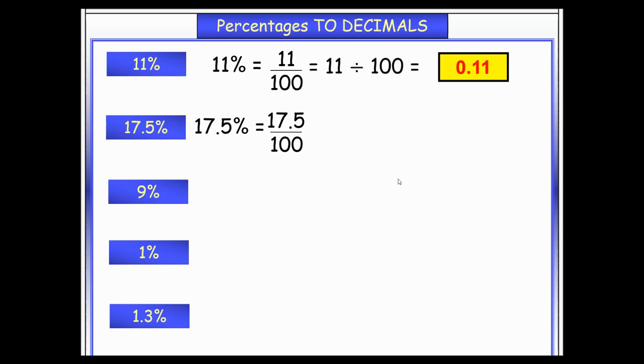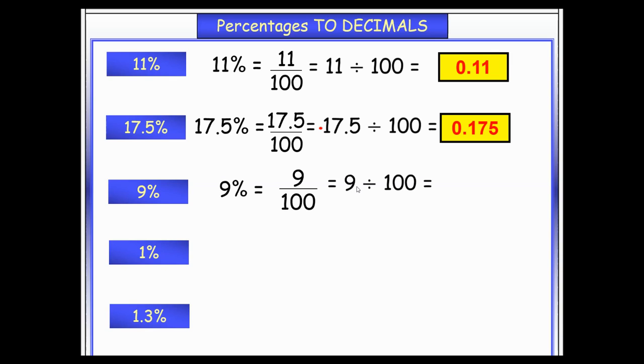17.5%, a bit trickier now. So that means 17.5 divided by 100. So what happens is you start where the dot is this time, where the decimal place is, and move 2 positions, 1, 2, and then you don't have 2 decimals in it any longer. The decimal's moved to in front of the 1, so it's 0.175. So if you think about 17% would be 0.17, 17.5% means that it's 0.175.